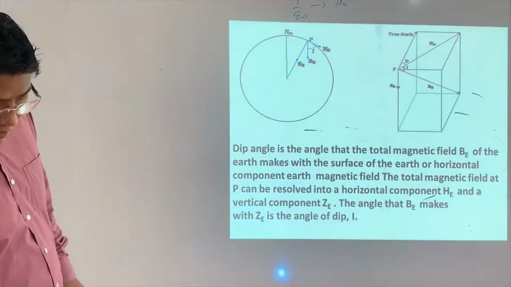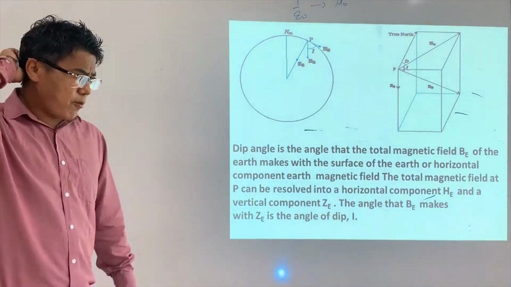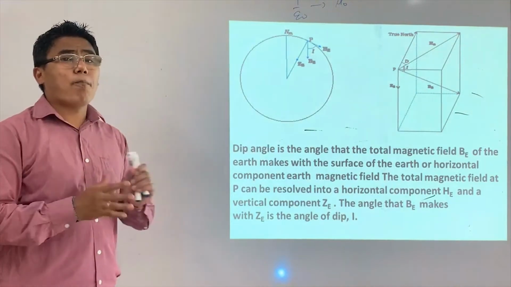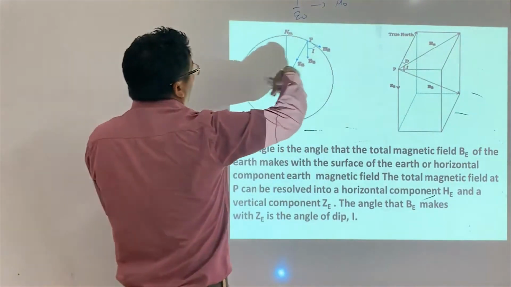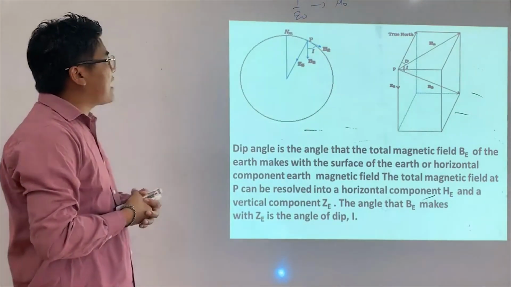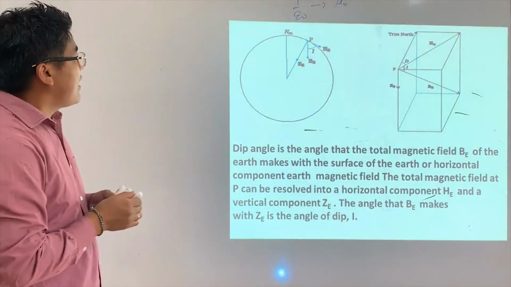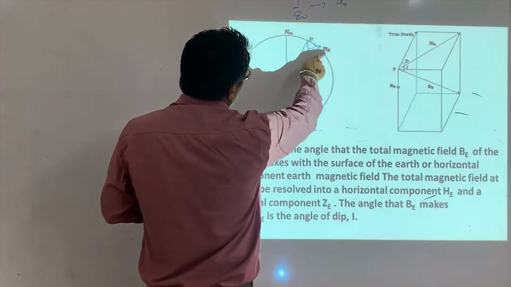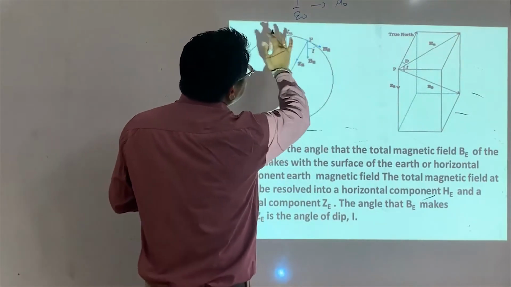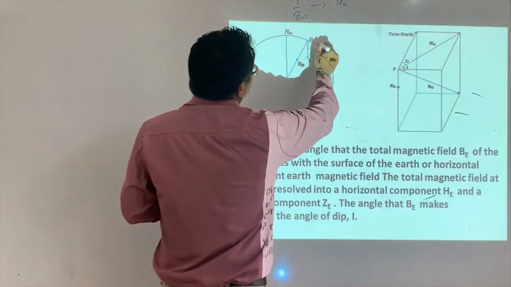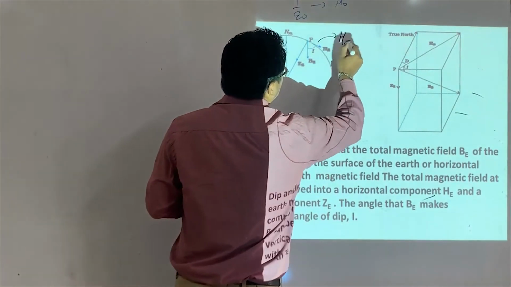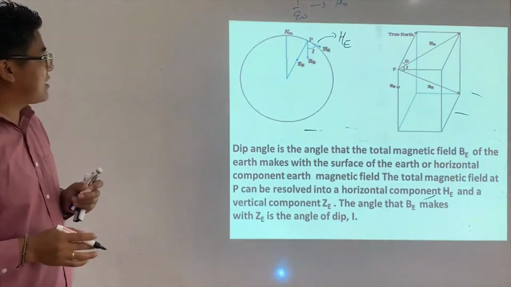And now, this is very, very important. So now we will talk about the total Earth magnetic field. This is our Earth, and I put a point P on the surface. The horizontal is normally defined by a tangent. So this is the horizontal component, HE. If it is not clear, this is HE.